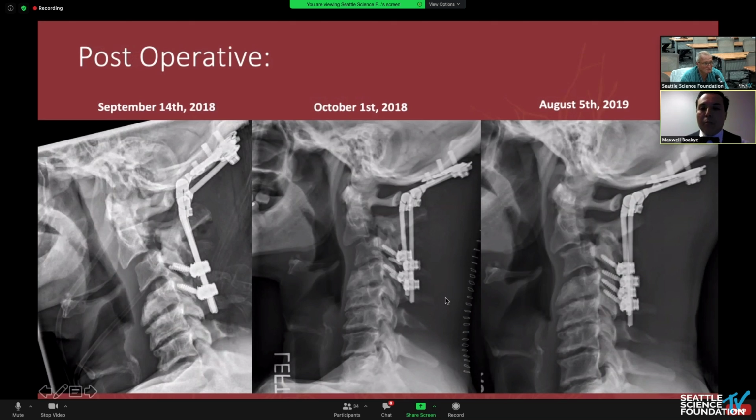And then almost 1 year later, with the image on the right, we can see some haloing of the screws in the lateral masses, and there's a severe collapse of the C2, C3 disc.